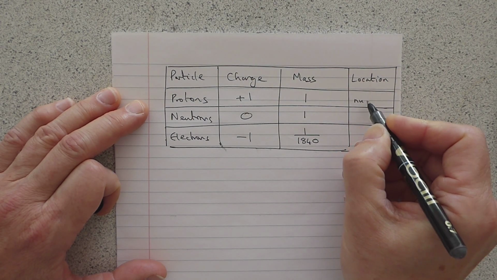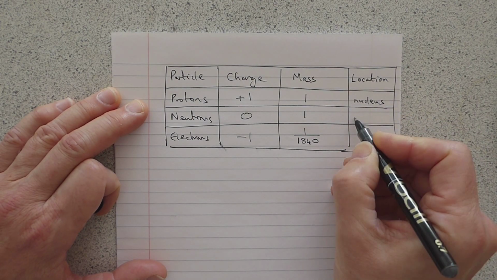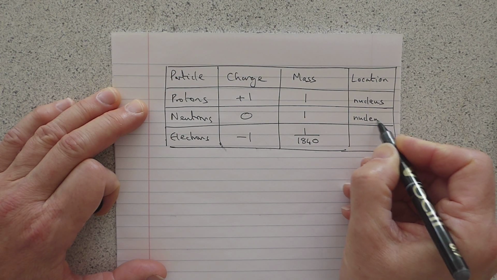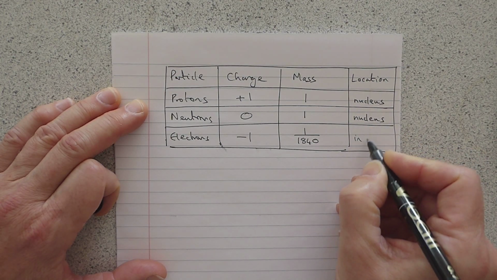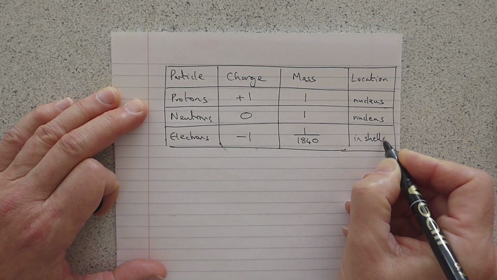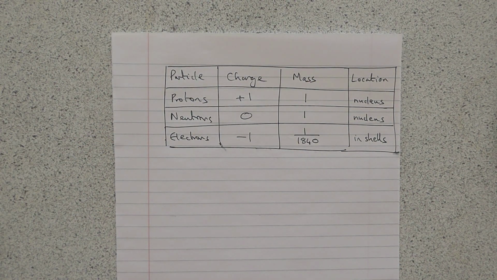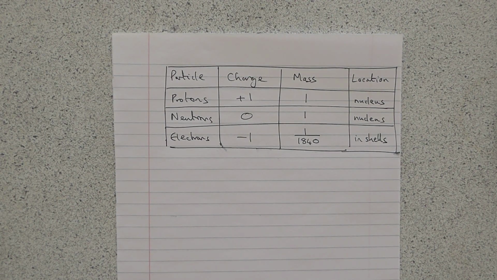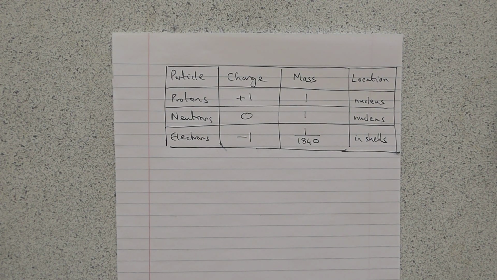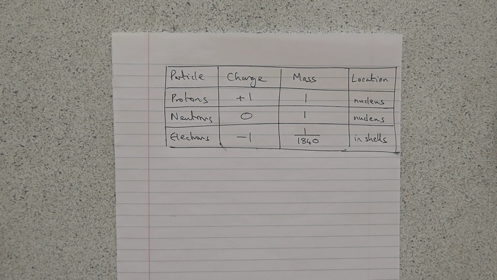And their location: protons are in the nucleus, neutrons are also in the nucleus, and electrons are in shells or orbits or energy levels if you prefer. At A-level, we'll look at all this in a bit more detail. But for GCSE purposes, that's all you needed to know, and that's what we're going to start from.